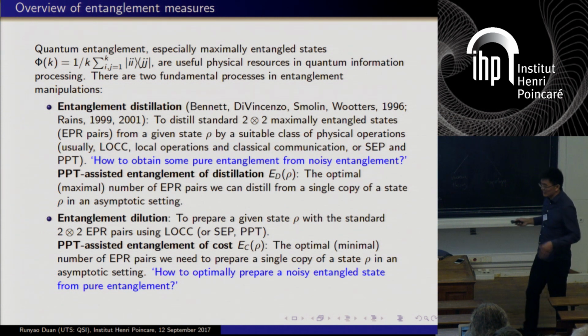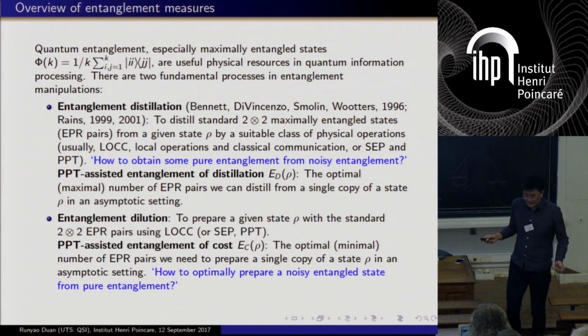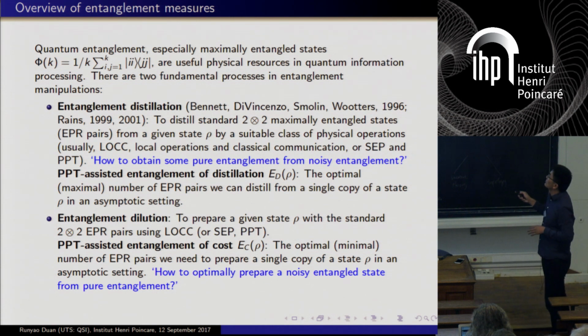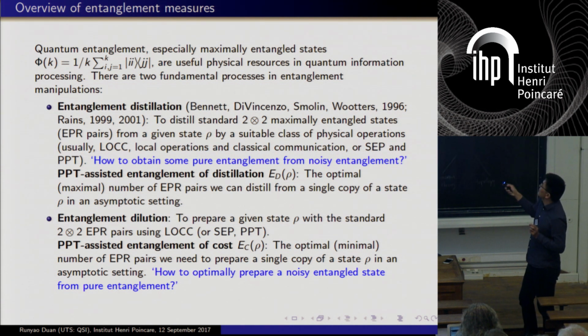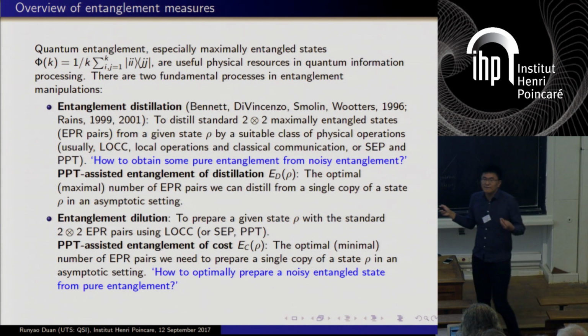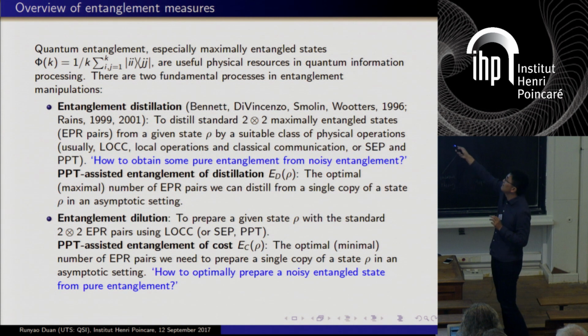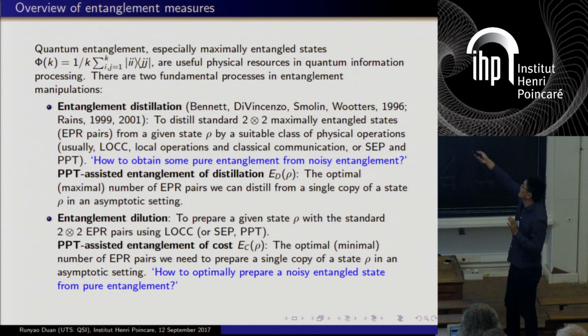Now we come to the key topic of this talk, the entanglement measures. For entanglement manipulation, we are most interested in two processes. The first is entanglement distillation. We know that maximally entangled states are very useful; for many tasks we need this maximally entangled state of this very special form, Phi_k, the k by k maximally entangled state.